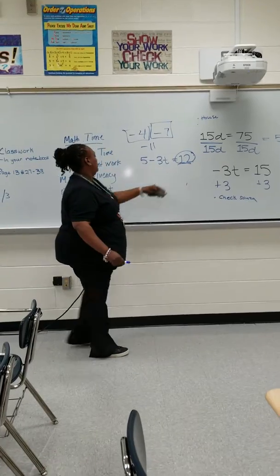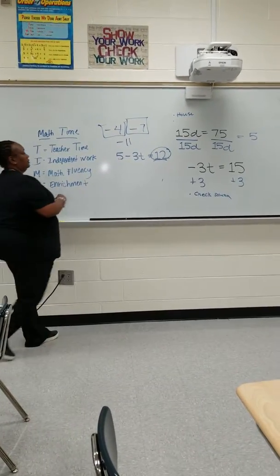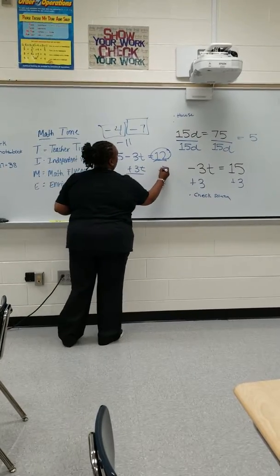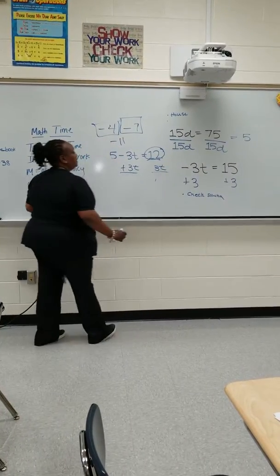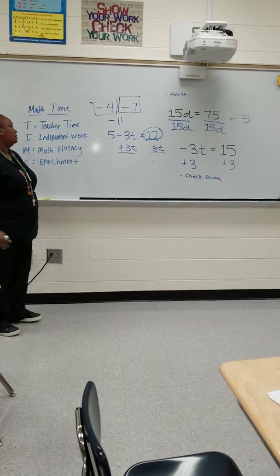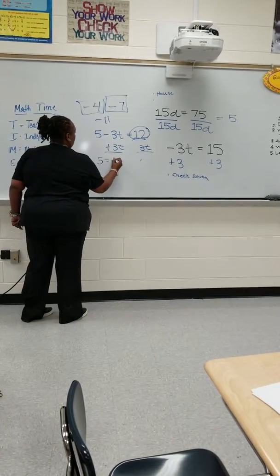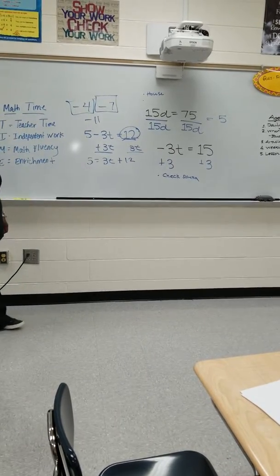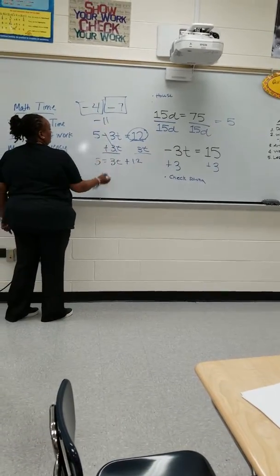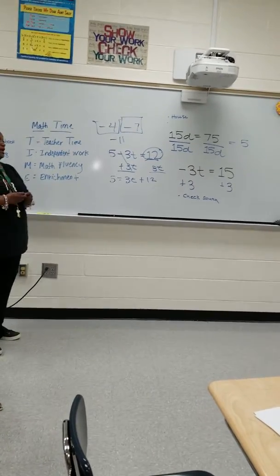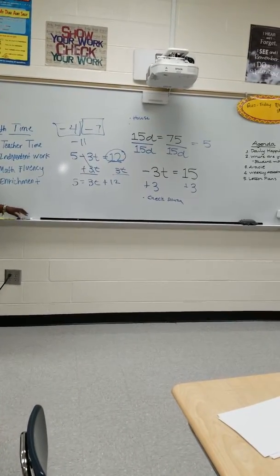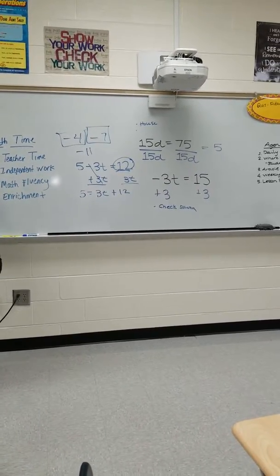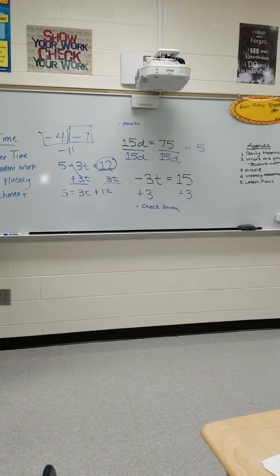What he did, for example, he added 3T on both sides, and then he ended up with 5 equals 3T plus 12. And then he was able to solve it easier, because there were no negatives. And I think that's okay. But if you think about it, if you subtract 12 from both sides, it's going to give him back a negative. So then what? No, but he can handle a negative without the variable.